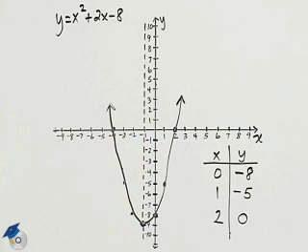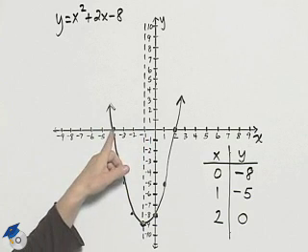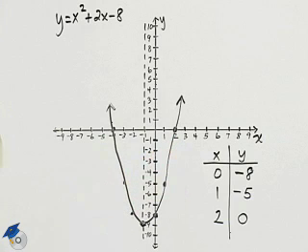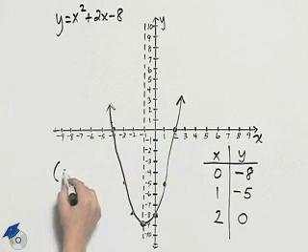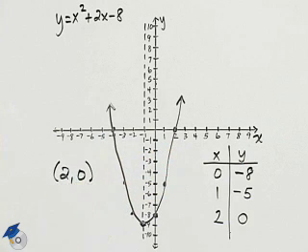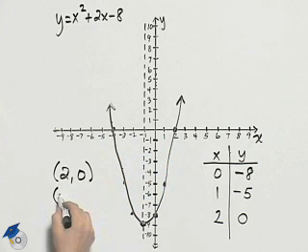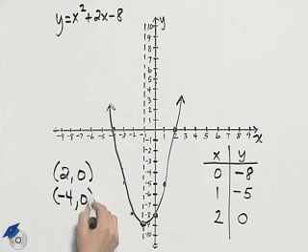The final question that we need to answer then, now that we have our graph, is what are the x-intercepts of this graph? There are in fact 2 x-intercepts. One x-intercept is the point 2, 0. The other x-intercept is the point -4, 0.